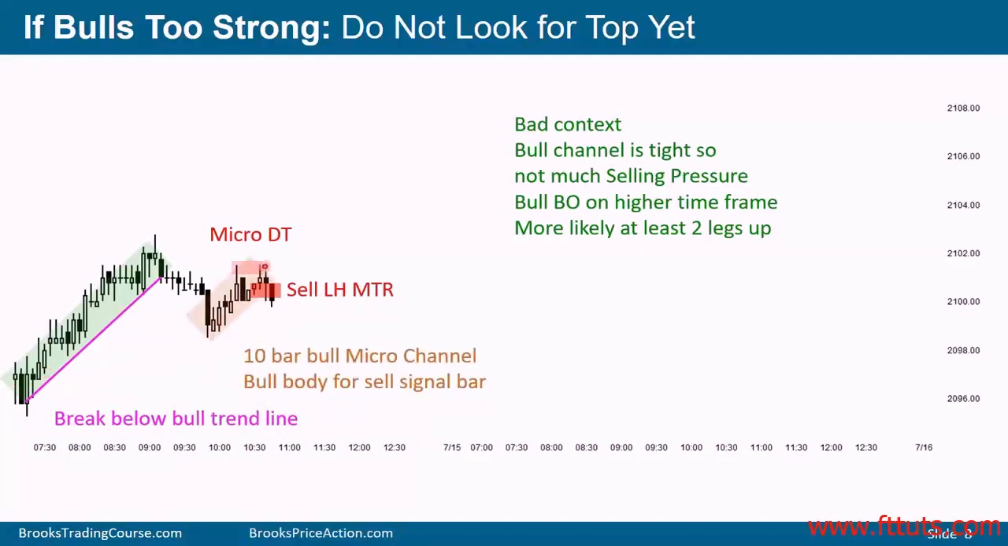Again, a 10 bar bull micro channel. Probably the first reversal down will be minor, and the bulls will try to get resumption up. And then additionally, the sell signal bar has a bull body. Again, low probability sell.